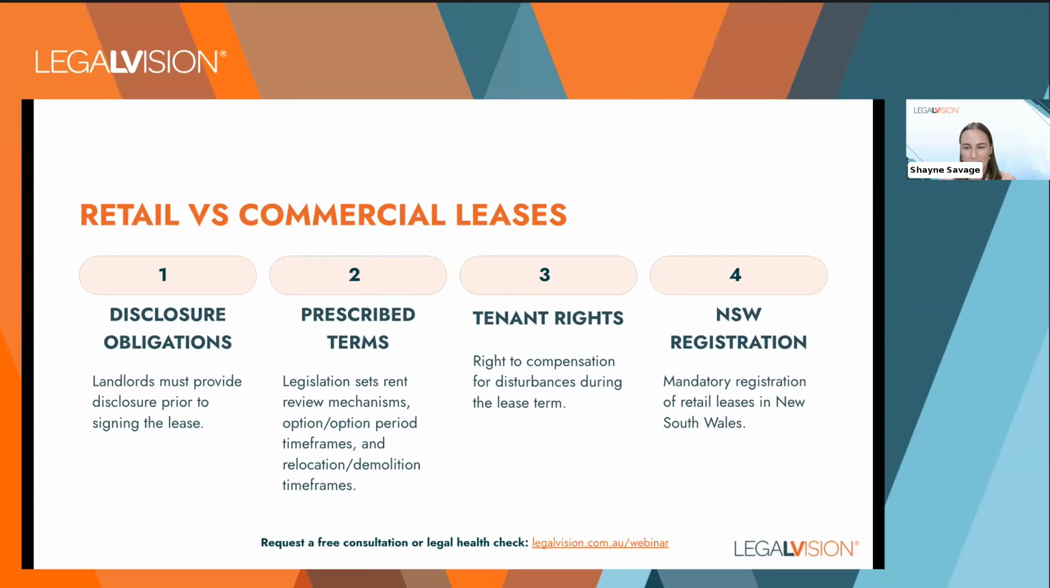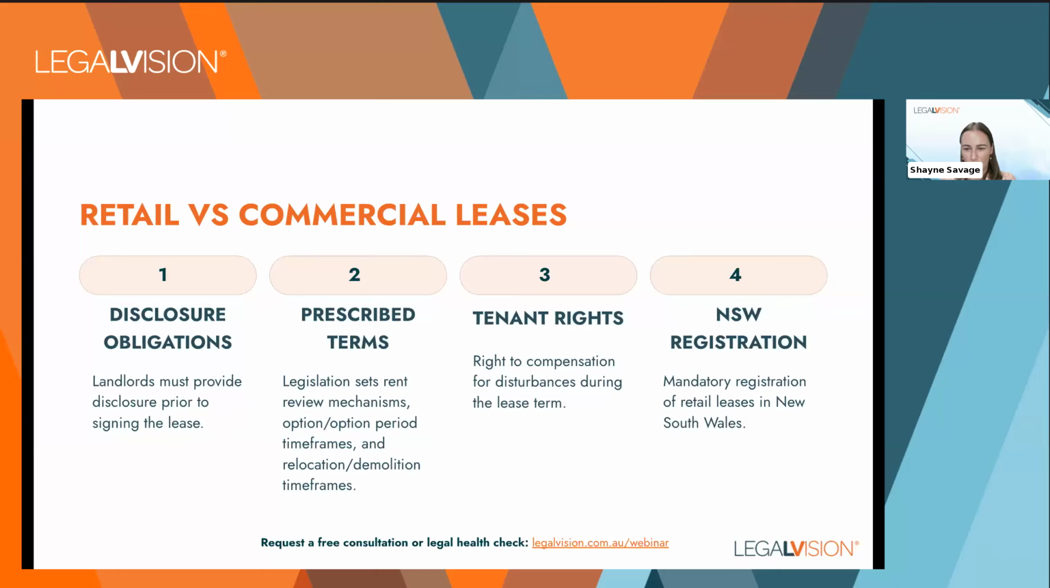For commercial leases, relocation and demolition clauses are ultimately up to the parties to negotiate these terms. You might look to offer them specific timeframes that are in line with the retail legislation and offer some sort of compensation, but there is no specific compliance requirements for you to do so.